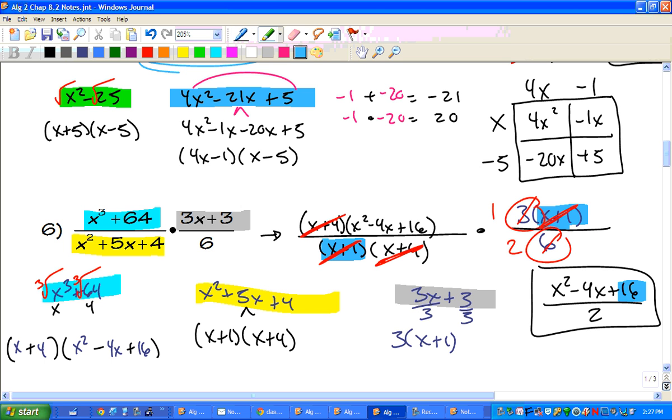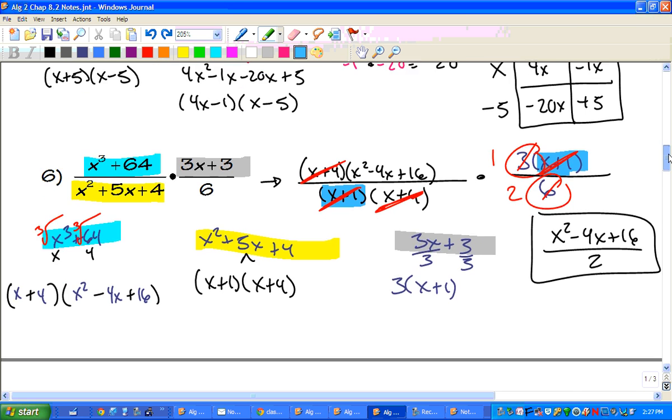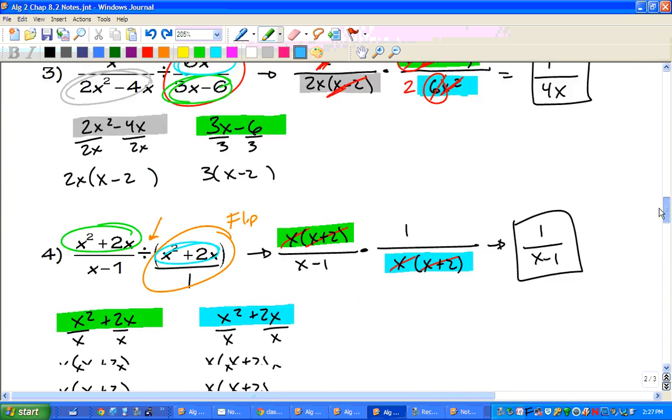Someone in class asked a good question: can we reduce those? And no, you can't, because those are part of a chain. You can't break the chain up.